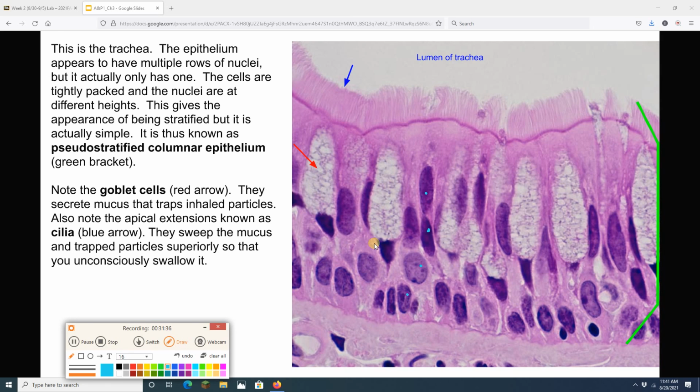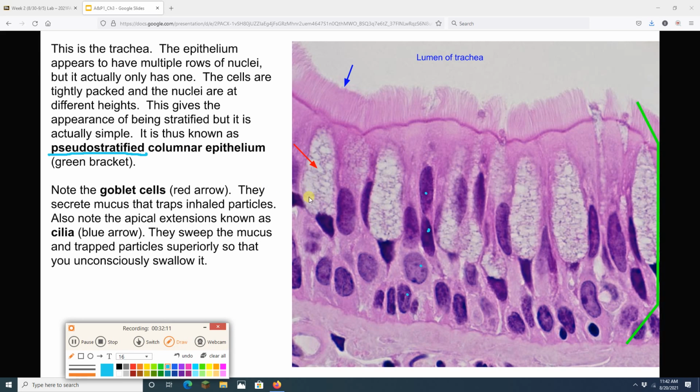But this one is ever so tricky. There is the appearance of layers, but there aren't actually layers. It's just that the cells are smushed together crazily and their nuclei are at different heights. So it has the appearance of layers, but it ain't actually layered. And for this reason, this epithelium is called pseudo-stratified, falsely layered. Pseudo-stratified columnar epithelium.